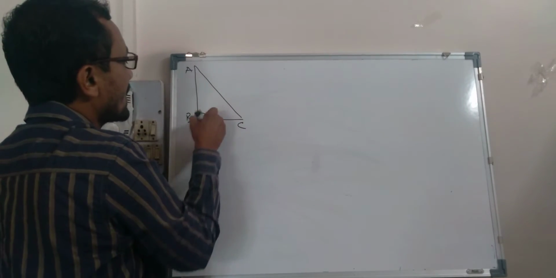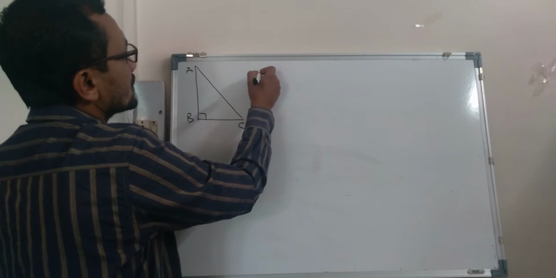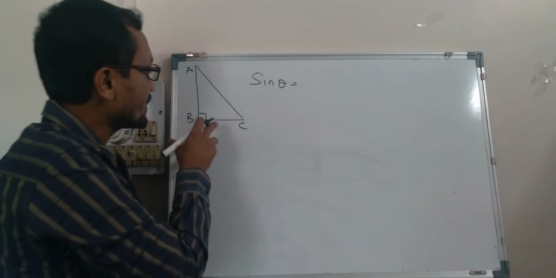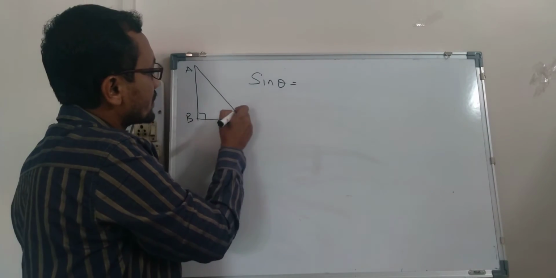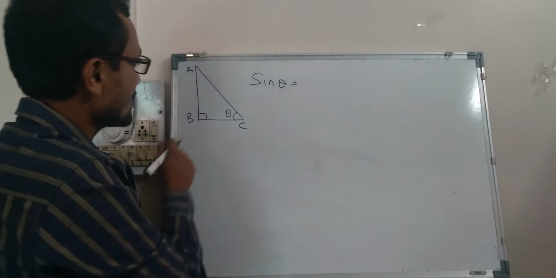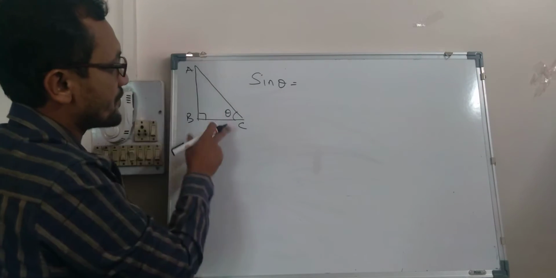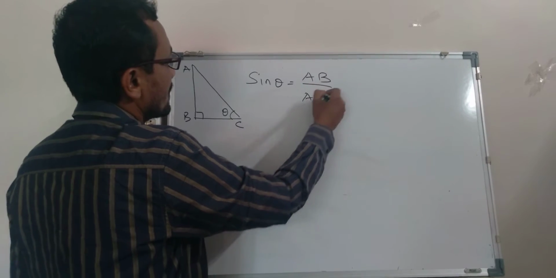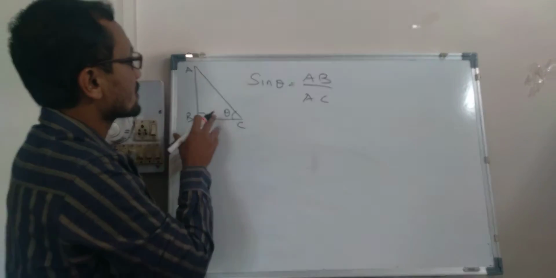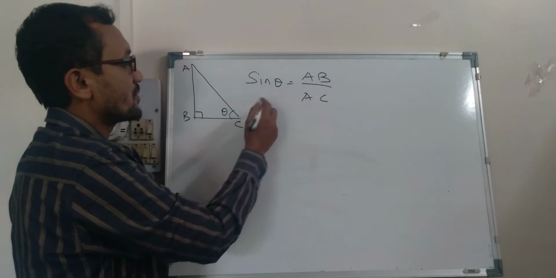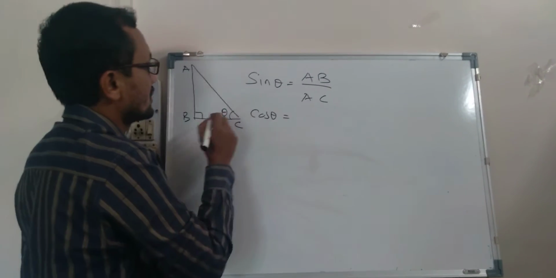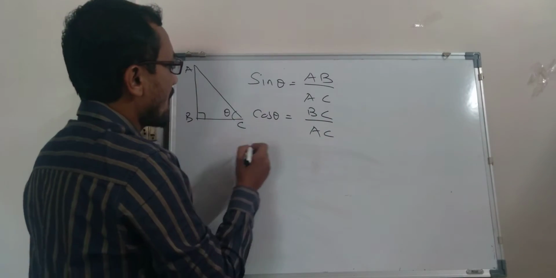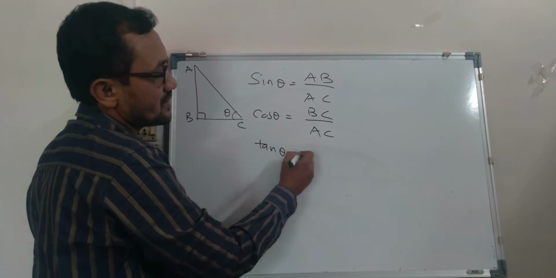So we take a right angle triangle ABC, right angled at angle B. What do you mean by sin theta here? Whenever we take inclination angle theta, sin theta is the opposite side divided by hypotenuse. What is the opposite side here? AB divided by AC. On the same line, what is cos theta? Cos theta is adjacent side divided by hypotenuse. So cos theta is BC upon AC.